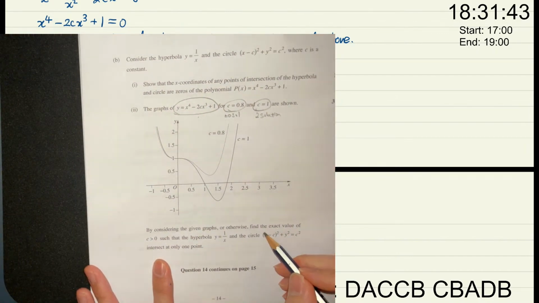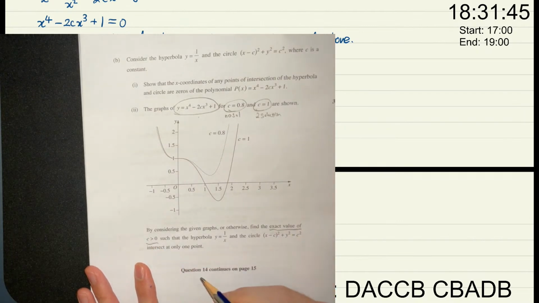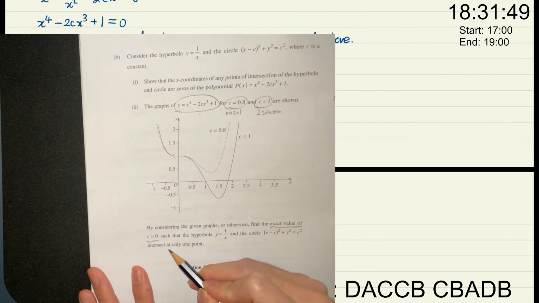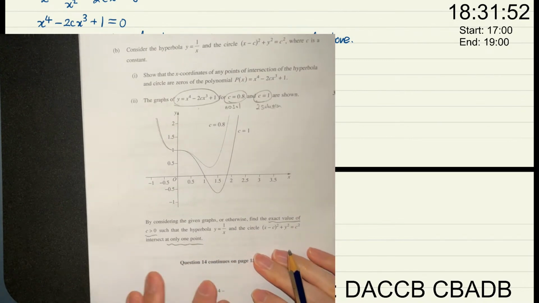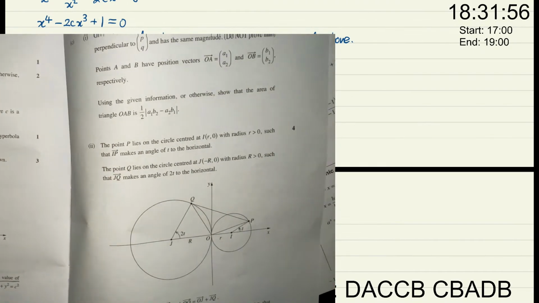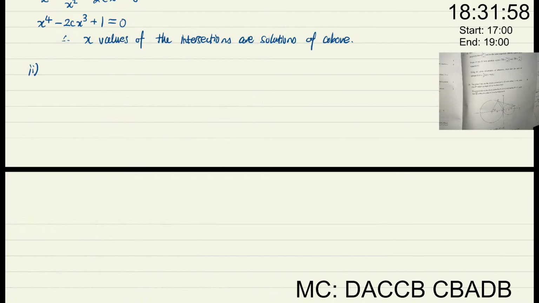Let's have a look. Find the exact value of C. Exact value, okay, such that the hyperbola and the circle have only 1 solution. Intersect, oh, surprise, wow, I wonder what's going to happen. So based on the not so subtle hints, right?